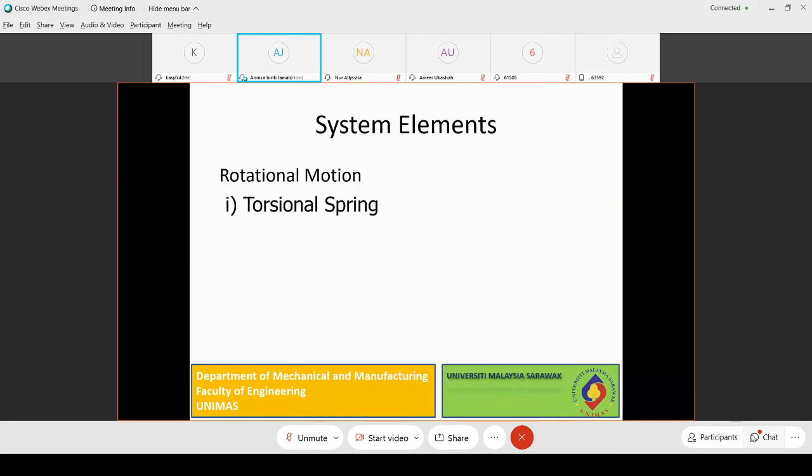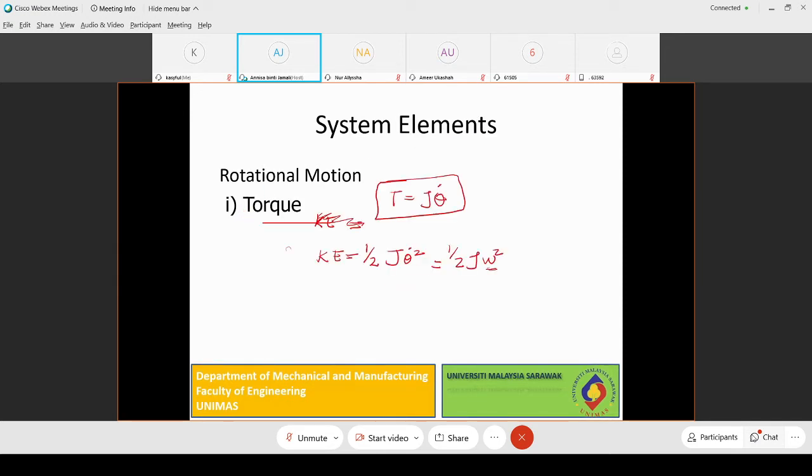So that's for torque. Torsional spring. Torque for the torsional spring here. Okay, sorry, this one is rotational motion. This is not torque, it should be inertia. Inertia is from the mass itself. The torque value here is T equal to J theta.